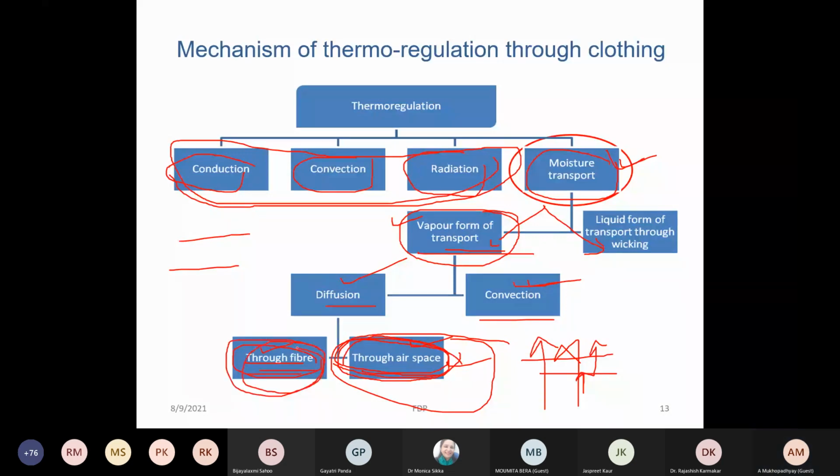So that's why, through airspace you can pass the air, and through air permeability one can have an assessment of the vapor flow through the materials. So this is the basic idea of why air permeability is important. Now this is the mechanism of heat and mass transfer. Mass means the moisture here.